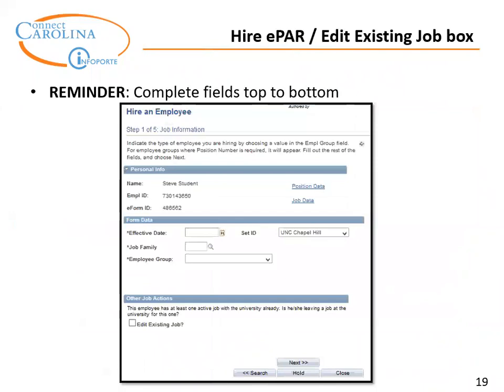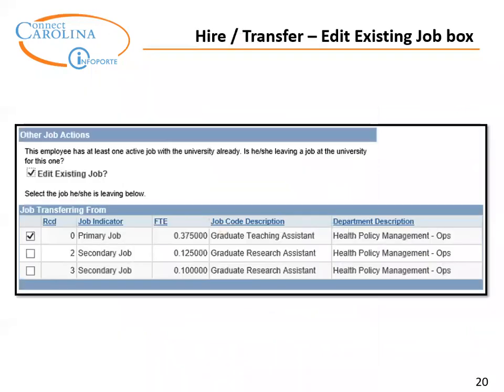Once again, a little reminder about filling out the form: always top to bottom. There's a little "edit existing job" box at the bottom. Normally you check that when you're trying to do a transfer from one appointment to another, but please fill it out top to bottom. Do not check that box first, because you'll pull in attributes that you really don't want to pull in. That's just the last thing. Once you check that box, of course, it comes up with the job. Make sure you're selecting the right job to transfer them out of.